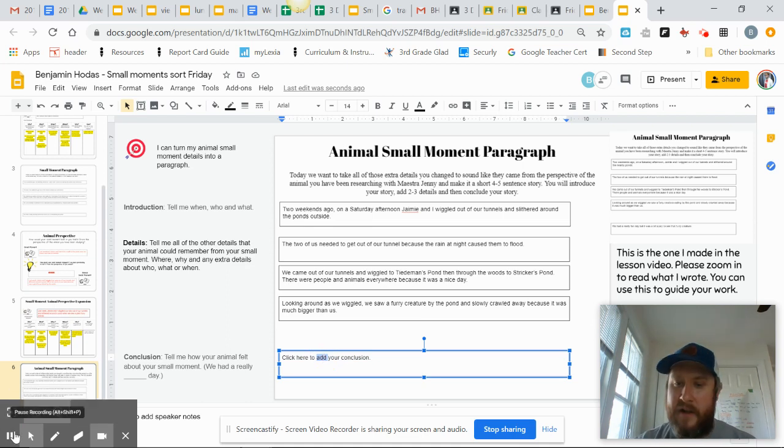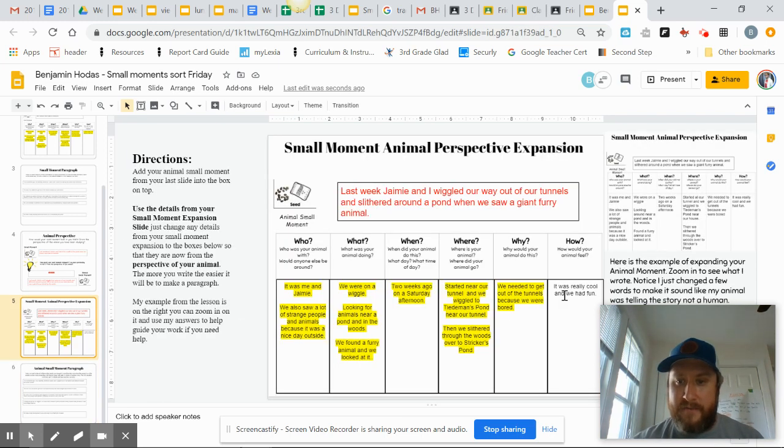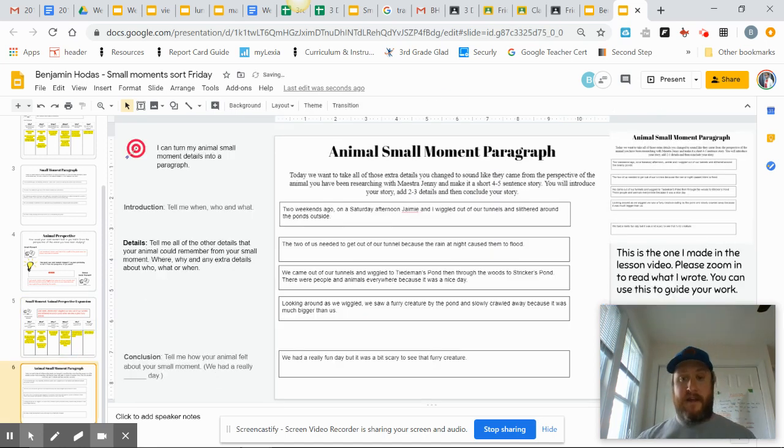So I'm going to type that one in and we'll see what we have. All right, friends, so that becomes, we had a really fun day, but it was a bit scary to see that furry creature. All right. Once we add how our animals were feeling, that is our last detail. And you guys should give yourselves a pat on the back because you're completely done with your small moment paragraphs.